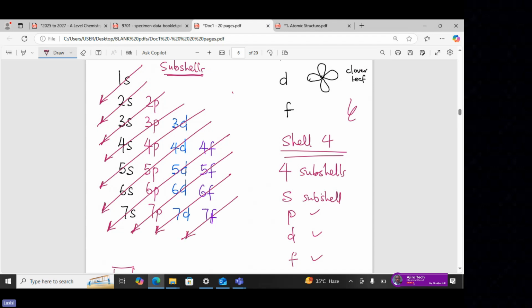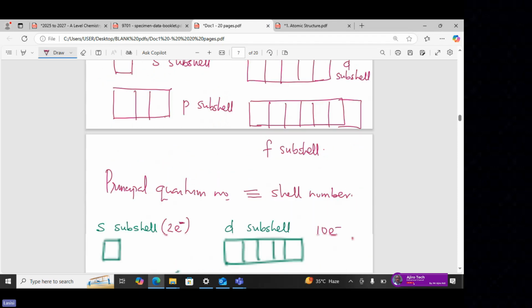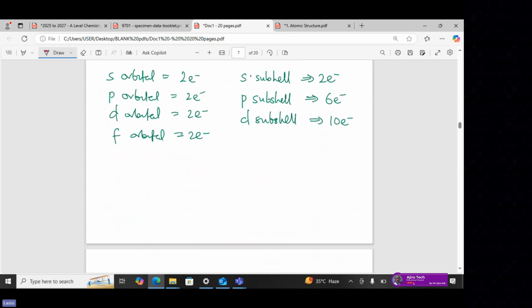It was found that these subshells have energy based on how far they are from the nucleus. The closer they are to the nucleus, the lesser the energy. Is that okay? The subshells, the closer to the nucleus, the lower the energy.